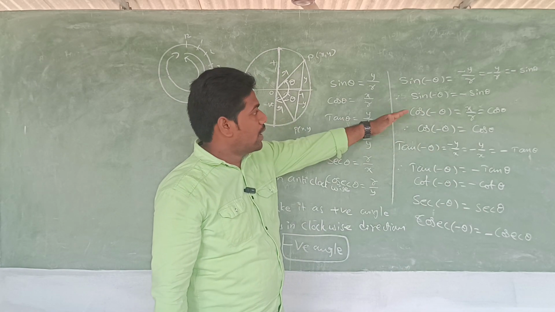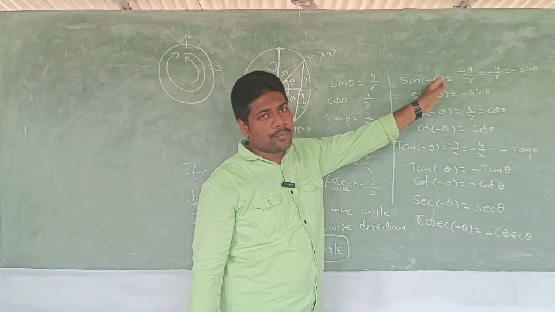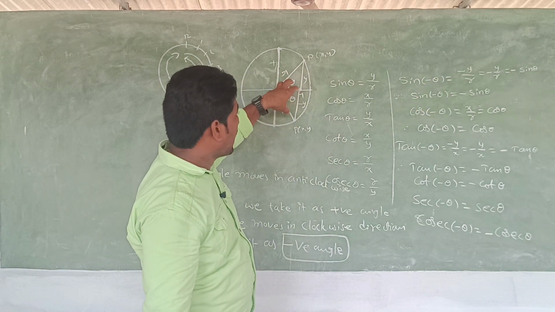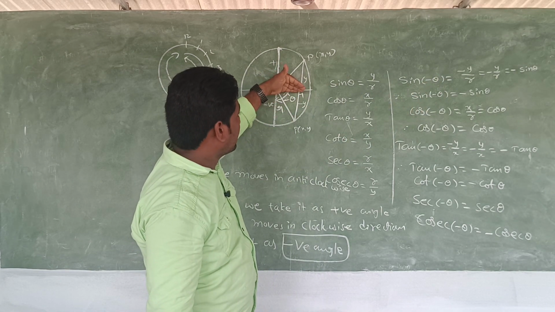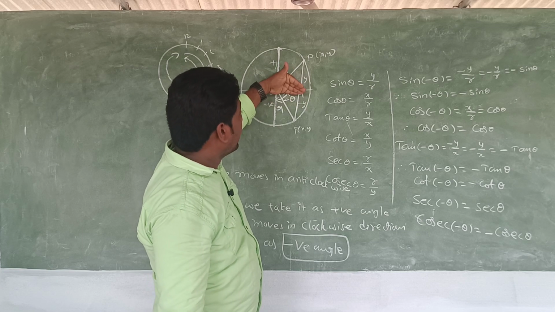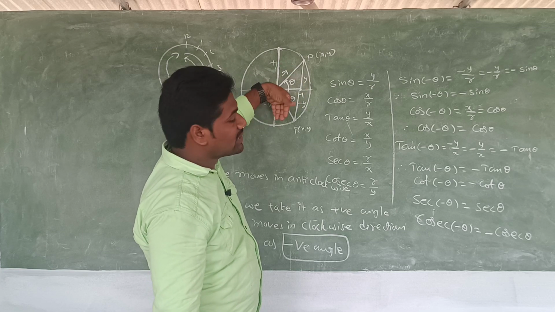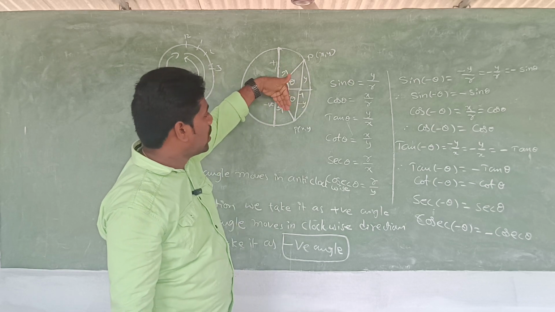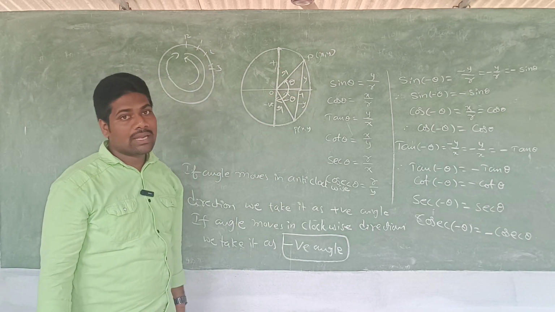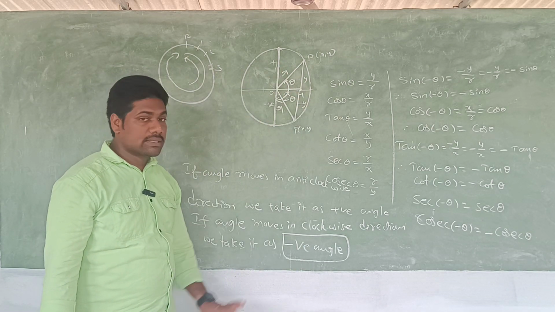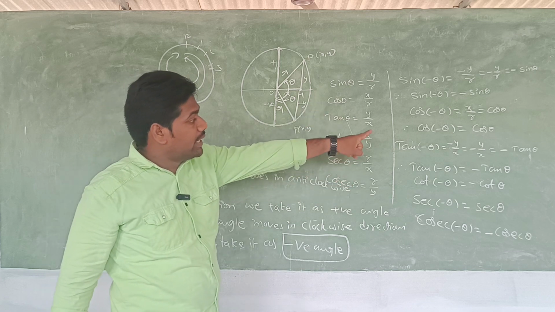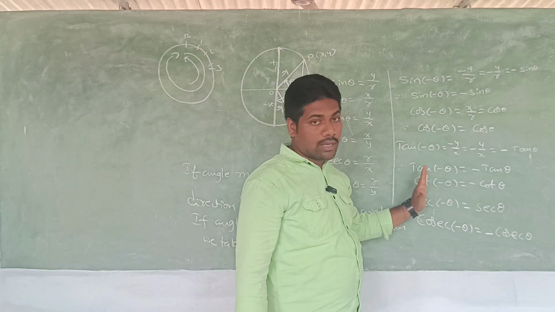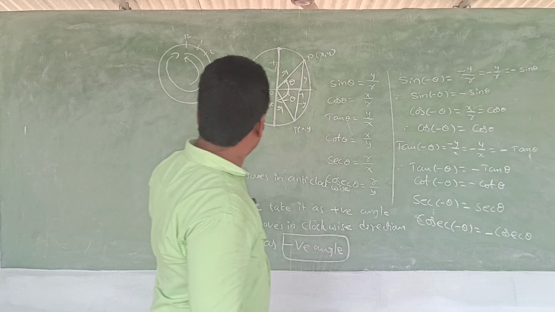So how does this minus theta come about? Whenever the ray is moving in the clockwise direction, we will get negative angles. So these values occur for negative angles. Okay. Next.